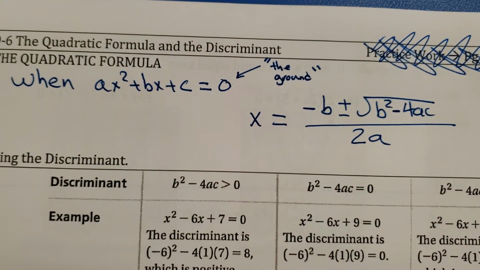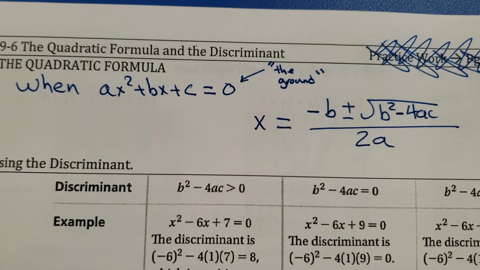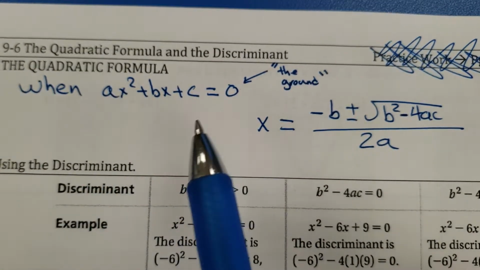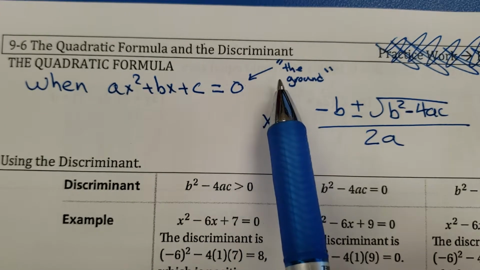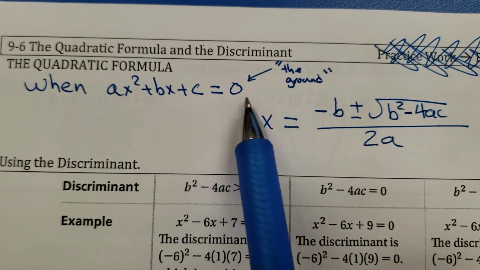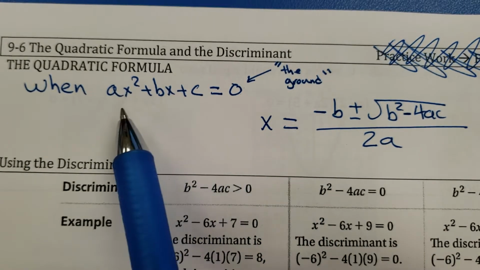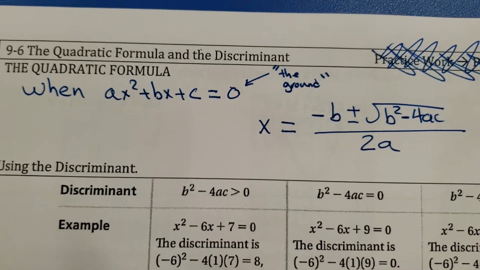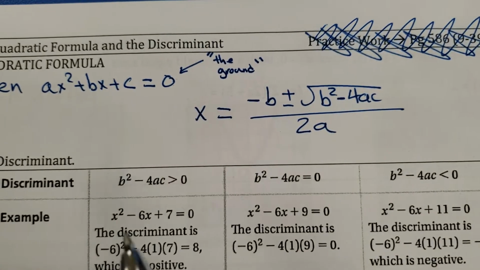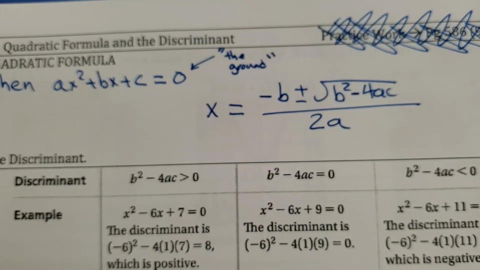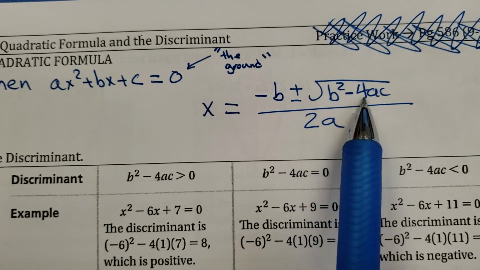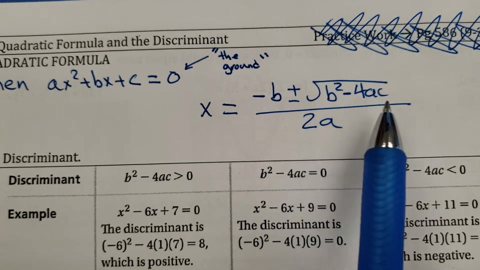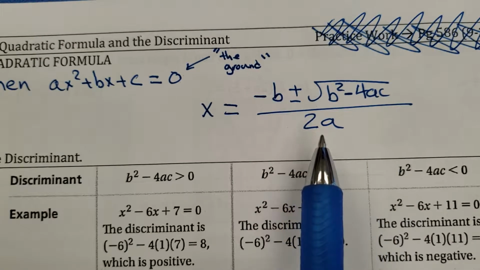Anyway, so let's get back to the quadratic formula. When you have a quadratic equation, so an ax squared plus bx plus c, when that equals 0, aka when does this thing hit the ground in the story problems, you can find the x value by simply doing this equation. X will equal negative b plus and minus the square root of b squared minus 4ac all over 2a.